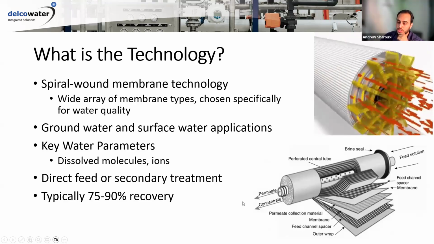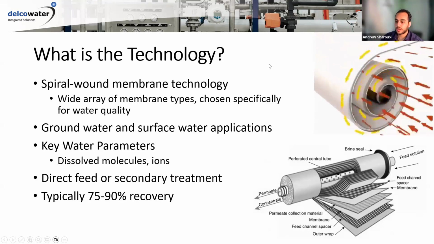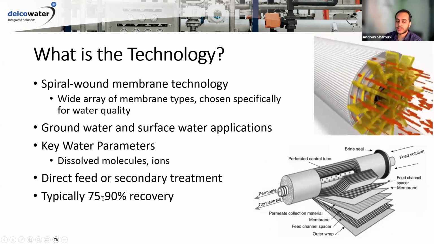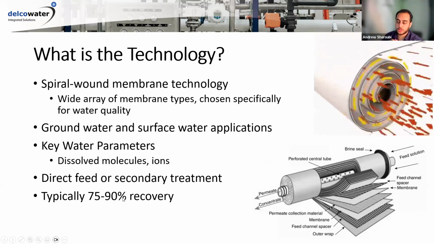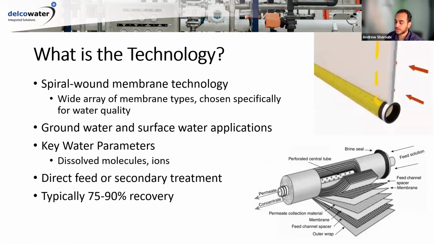So you have the permeate, which is the clean water, and you have the concentrate, which is the waste stream. For an RO or a nanofiltration system, you can expect to get a recovery of 75 to 90% because of, again, that continuous waste stream. You can push it up, and there are applications where they push it up to like 95% recovery.